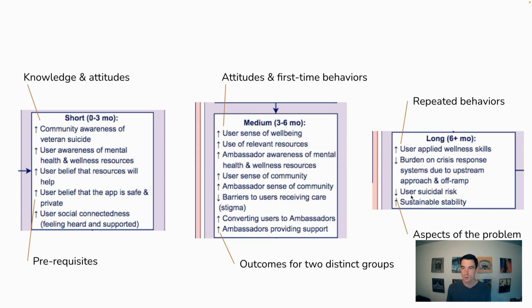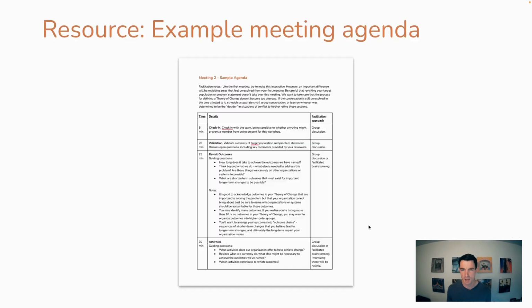And then we're also tying our long-term outcomes back to that problem statement. When we talked in our problem statement, we said that veteran suicide is a huge challenge. We're hoping our long-term outcome, at least, is that there is lower suicidal risk for the folks who are using this app after having been on that app for a number of months. So hopefully that ties some of these concepts together.